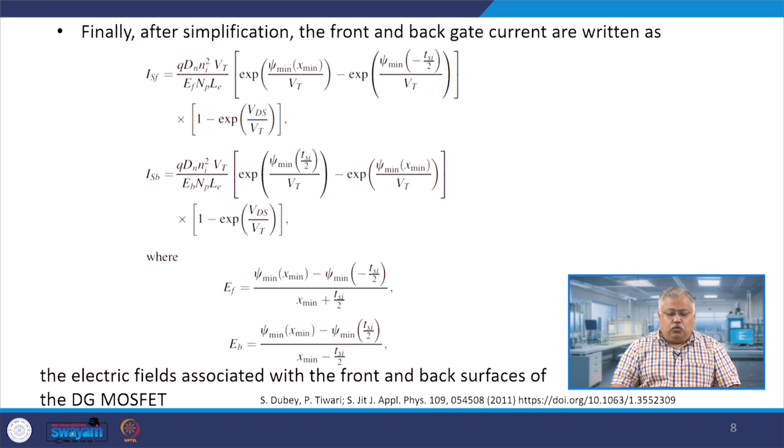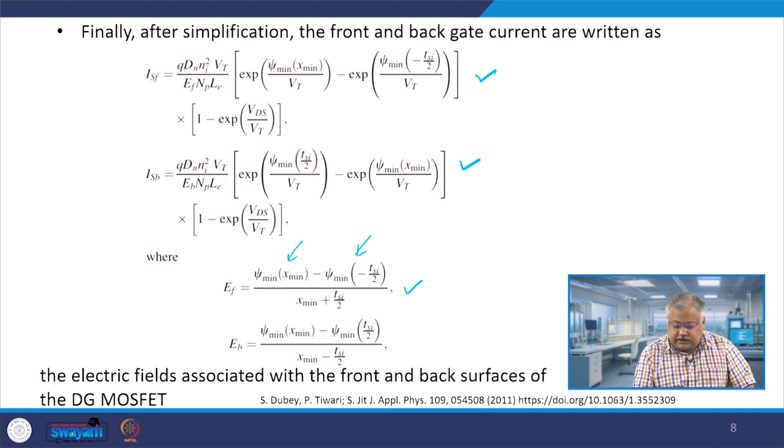And you get this expression which is there with us as the total subthreshold current generated. Now, if you do a simple manipulation and modification, we put the N min expression back into the system, and we get these two expressions as ISF and ISB, where EF is the electric field due to the front gate, which will be the difference in the potential divided by the distance. So, distance is x min plus T silicon by 2, and for the back gate it is x min minus T silicon by 2, and if you look at the potential, it is psi min minus psi min at minus T silicon by 2 and psi min minus psi min at plus T silicon by 2. So, it is very simple and straightforward.